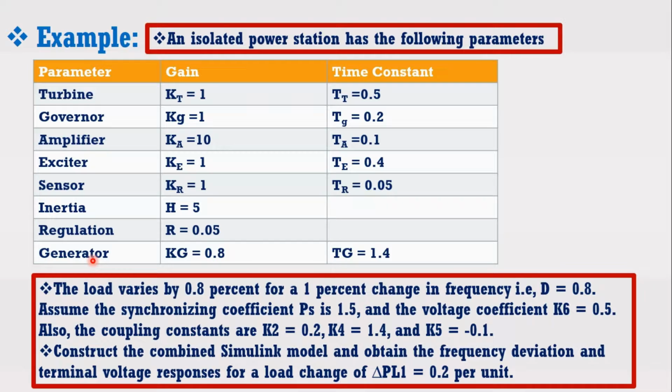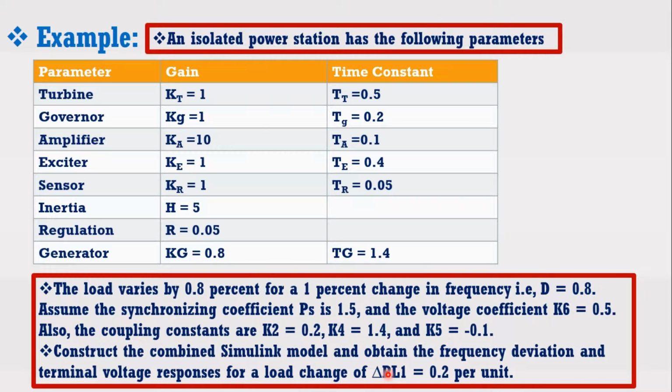The power system is working in normal mode when all of a sudden a load of 0.2 per unit is increased. Due to this, system frequency will vary. We have to build the Simulink model of the power system and measure this frequency deviation and terminal voltage in per unit as well as in actual values.